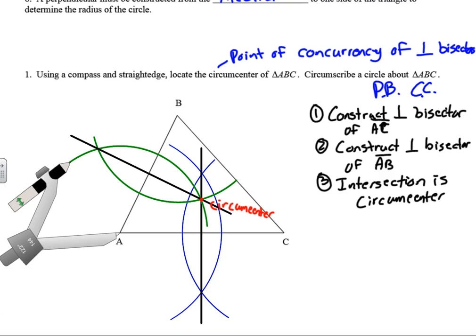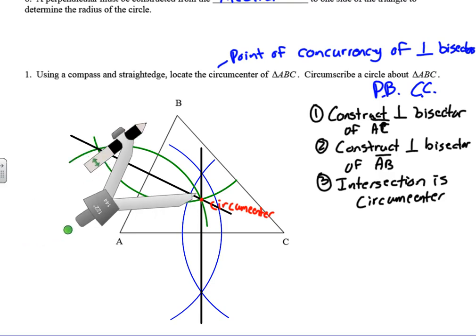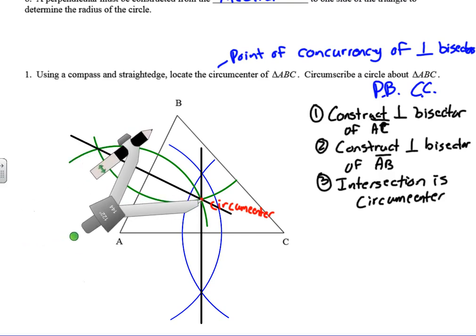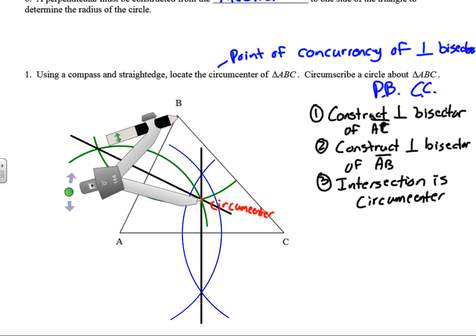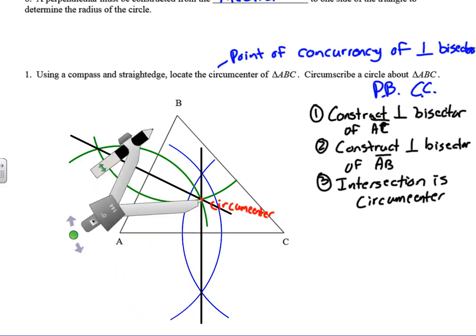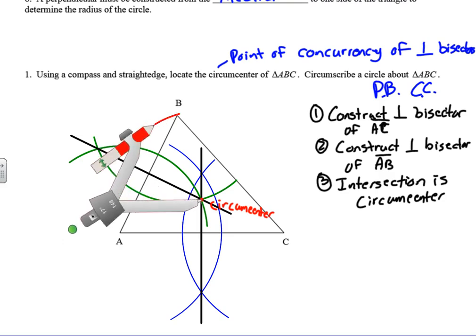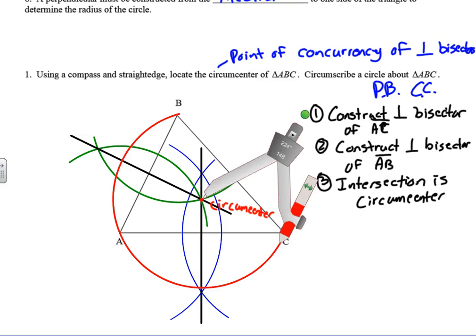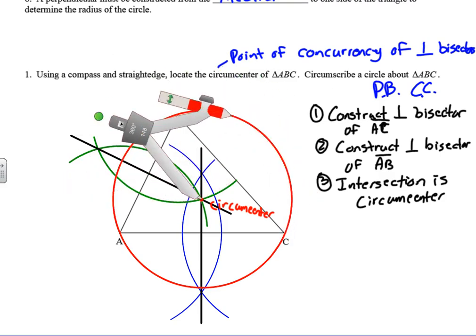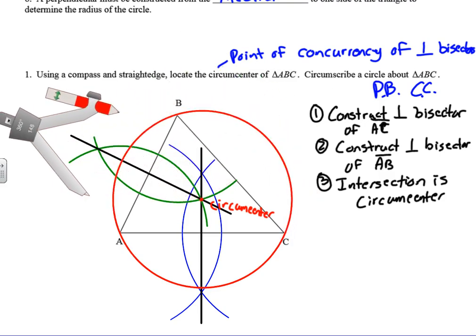Now, here's the nice thing. I don't have to do another construction. All I have to do at this point is take my compass, extend it on out so that it intersects this vertex. And now I'm just going to draw a circle, and look at that. That one came out pretty nice. It hits all of the points around the outside.